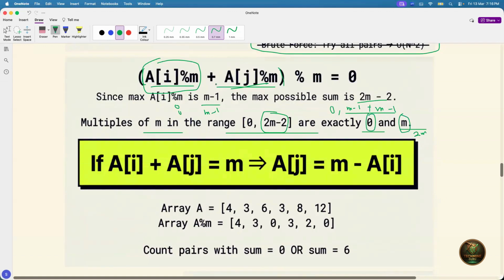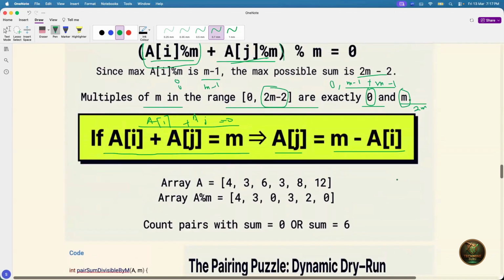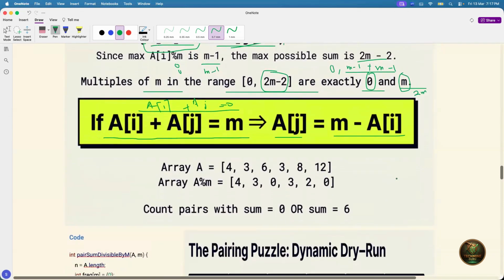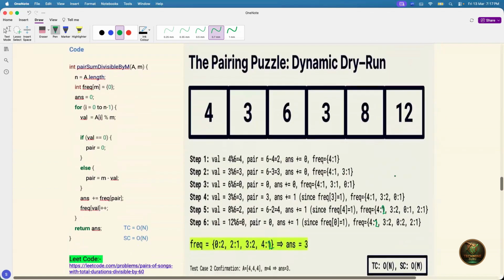So now our problem statement will come down to a of i plus a of j should be equal to 0, one problem statement, and the next will be a of i plus a of j should be equal to m. And this we can express as a of j is equal to m minus a of i. So you have seen how this problem is broken down into two simple approaches. So let's see the code for this.